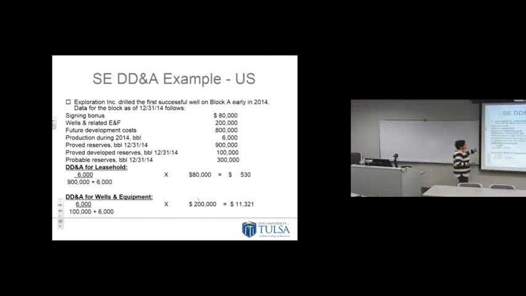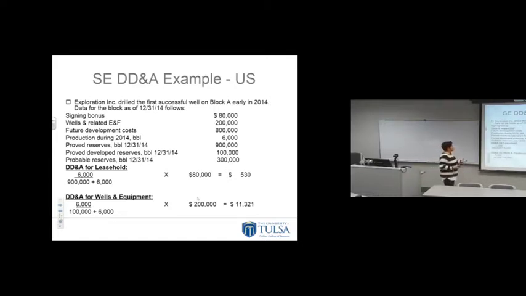We also have some probable reserves, 50% up to under 90% probability of being produced, 300,000 barrels. We will not use those under U.S. GAAP. So under U.S. GAAP, we can just kind of ignore those. But under U.S. GAAP, we're going to have two calculations for each field, one for leasehold and one for wells and equipment. The leasehold, again, we say can be associated with all the reserves that we can get.